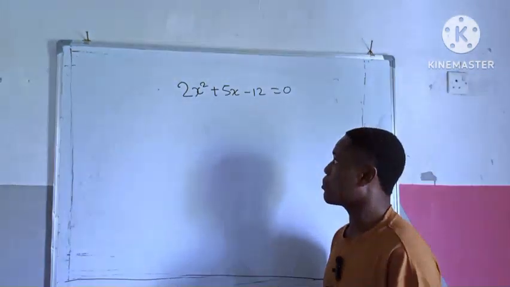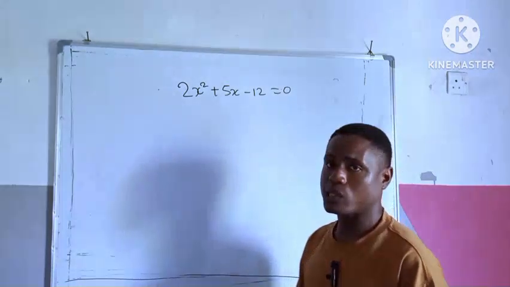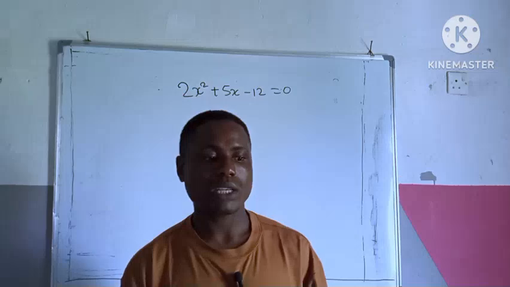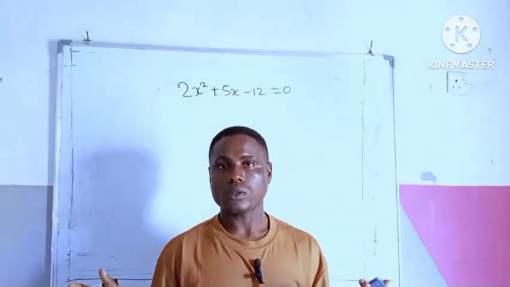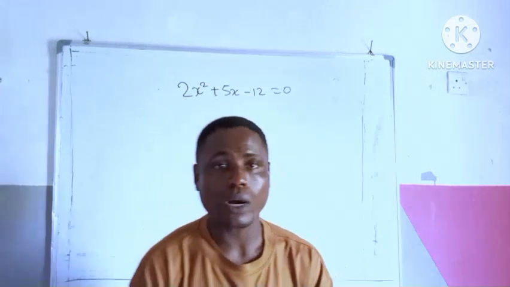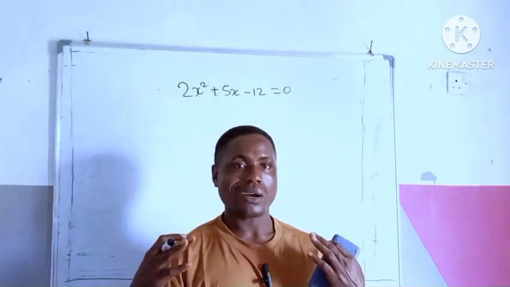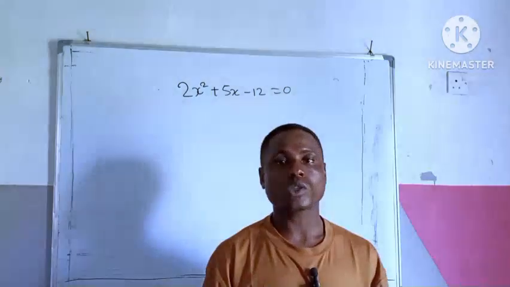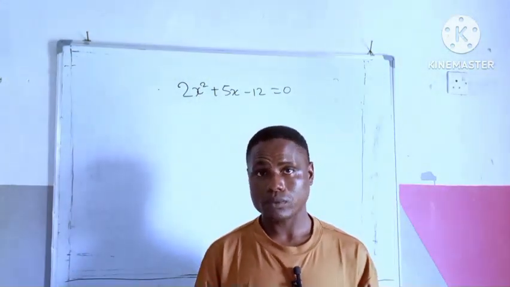We are given 2x squared plus 5x minus 12 equals 0. You can use many methods to solve this type of question, right? But all these questions are CBT, like all these questions are what? Objective questions.